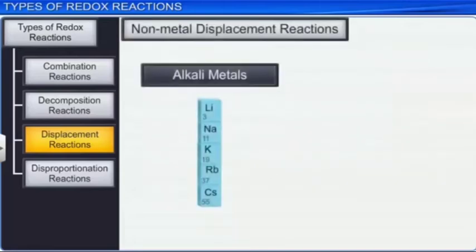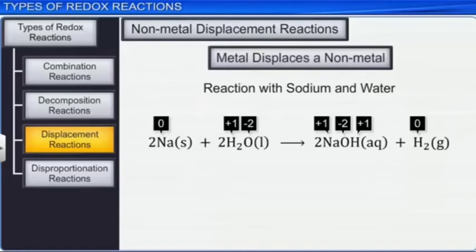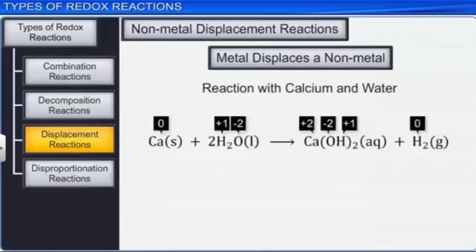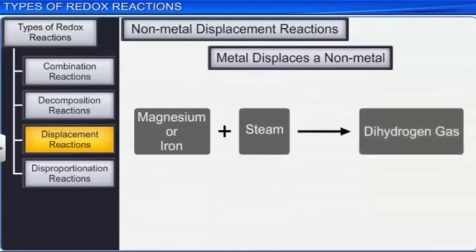All alkali metals and certain alkaline earth metals displace hydrogen from cold water. For example, sodium, an alkali metal, displaces hydrogen from cold water to give dihydrogen gas. Similarly, calcium, an alkaline earth metal, reacts with cold water to displace hydrogen. Less reactive metals like magnesium and iron react with steam to produce dihydrogen gas.